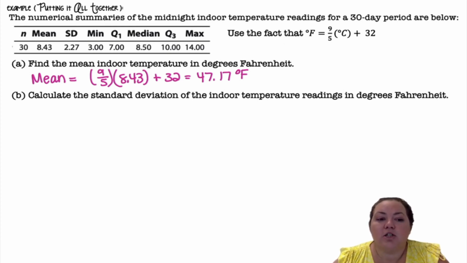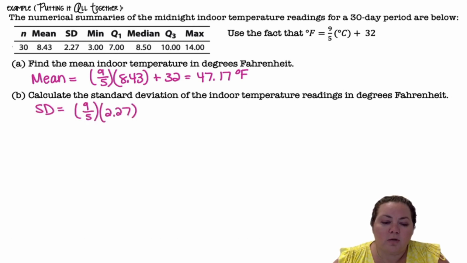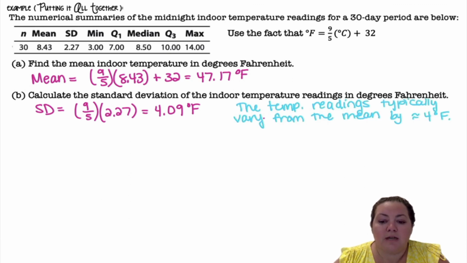Well, the standard deviation, a measure of spread, is only impacted by multiplication and division. So I only need to worry about multiplying it by the 9/5. I don't want to add the 32 because that's just sliding it. It's not spreading it out more. So I get a new standard deviation of 4.09 degrees Fahrenheit, which means the temperature readings typically vary from the mean by approximately 4 degrees Fahrenheit.